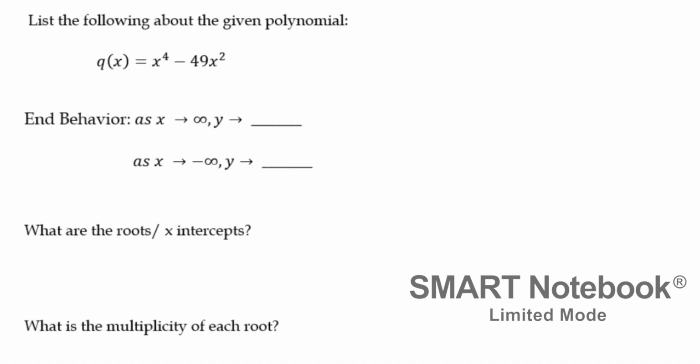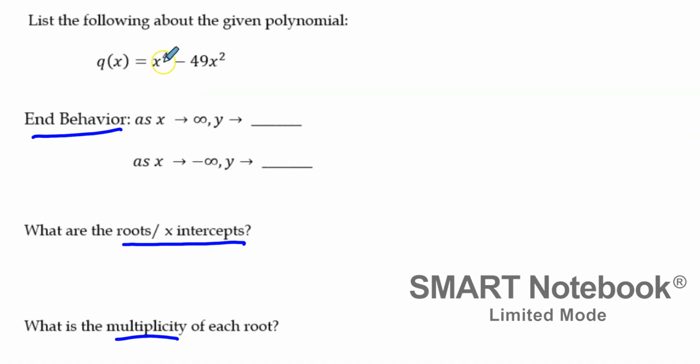List the following about the given polynomial. This was number 3 on your exit slip. We want to know what the end behavior is. We want to know what the roots or x-intercepts are. We want to know what the multiplicity of each root is. So in order to answer end behavior, I would think about what this graph looks like as a sketch.